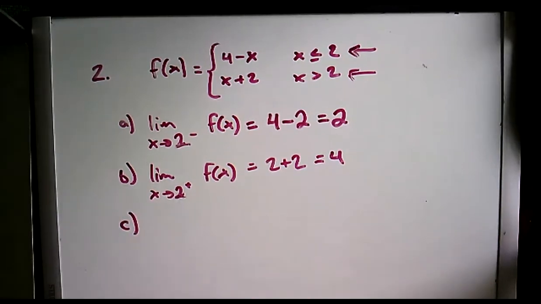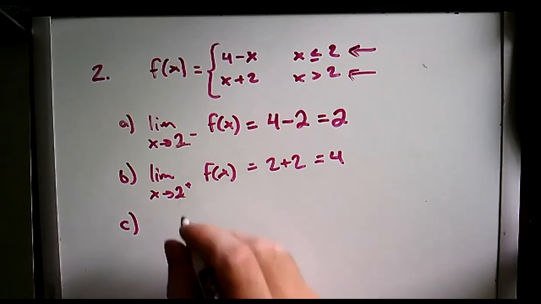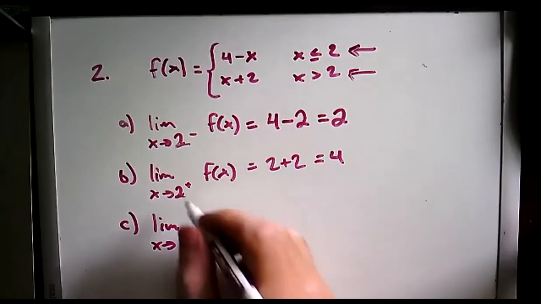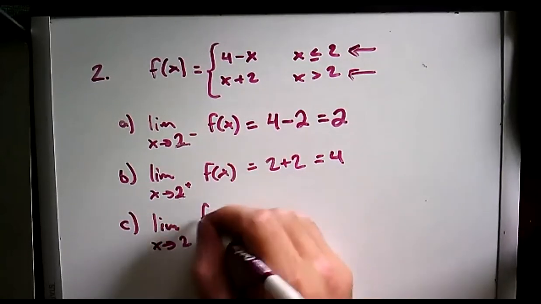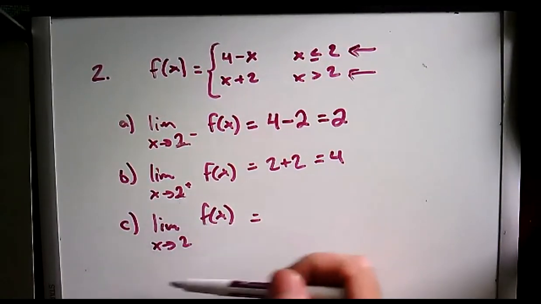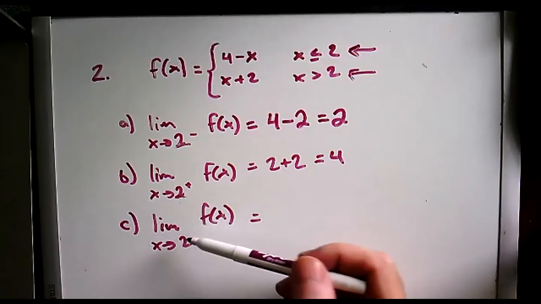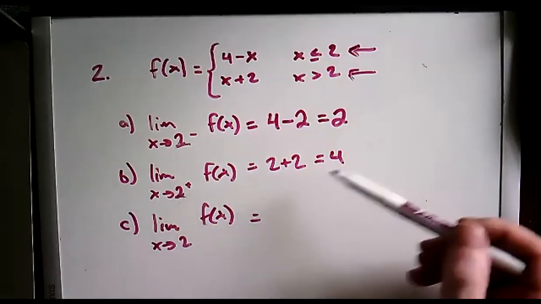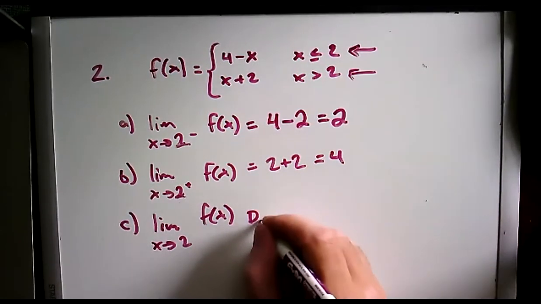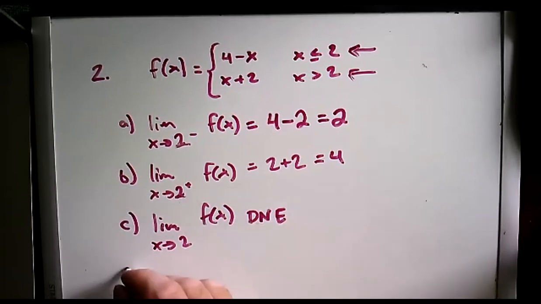So part C asks us what the limit as x approaches 2 is. So limit as x approaches 2, and now there's no direction. There's no plus or minus. So same function. And this is great because we've already answered this question. In order for the limit to exist without regard to direction, the left and the right-hand limit have to agree, and they do not. So we can say that this limit does not exist.